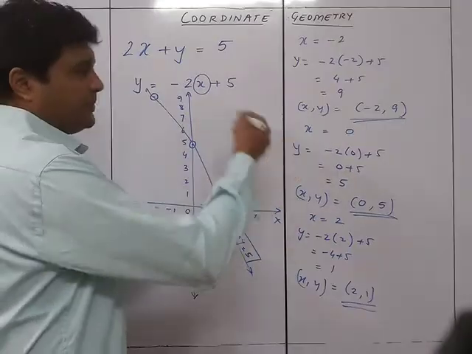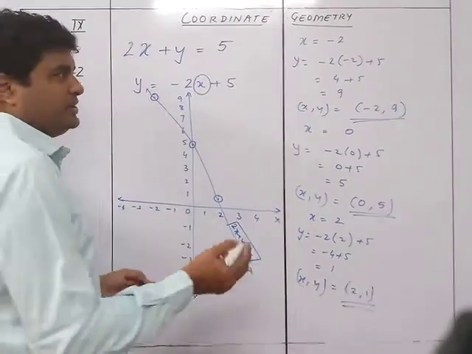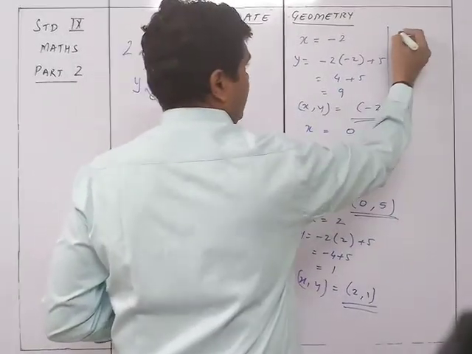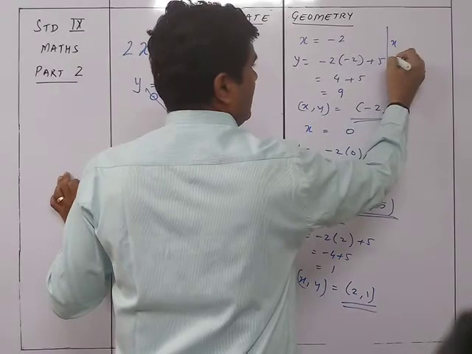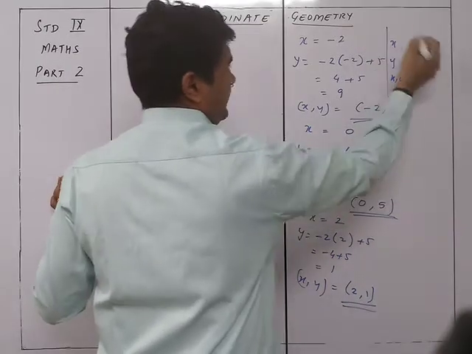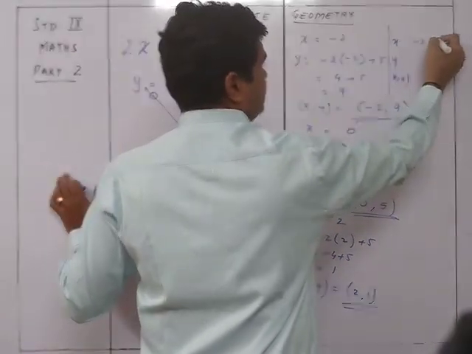So we can always have a table. I shall show you how the table will be. It will be just a simple table like this: x, y and x comma y, and here x will be minus 2, 0 and 2.